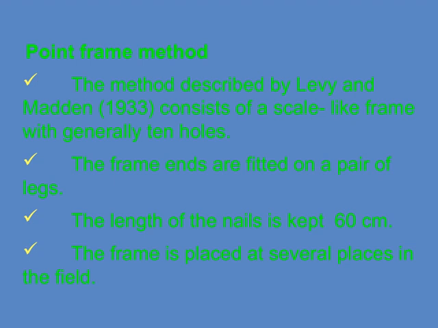This length helps ensure stability and consistency when you're placing the frame at different points in the field. Speaking of placement, the key is to position this frame at several different locations across the field. This allows for a representative sampling, giving you a more accurate picture of the overall conditions or characteristics you're studying. Overall, the point frame method is a practical, systematic way to sample and analyze various field attributes, and it connects to our broader theme of reliable, standardized field measurement techniques.